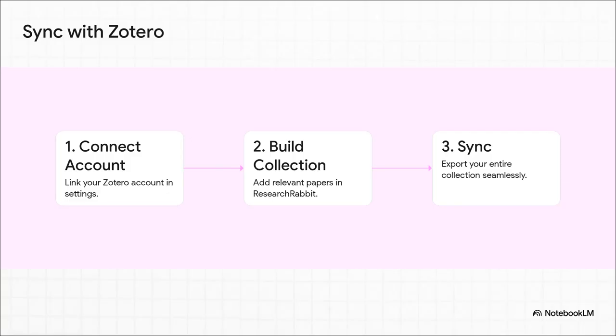Okay, for anyone who uses a reference manager like Zotero, this is a total game changer. You just connect your account one time, then as you're building your collection in ResearchRabbit, you just click one button, sync to Zotero, and boom, everything you found gets sent over perfectly organized. No more manual exporting and importing.